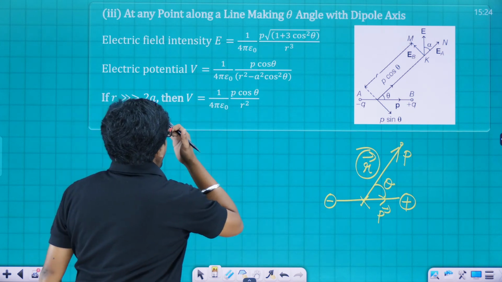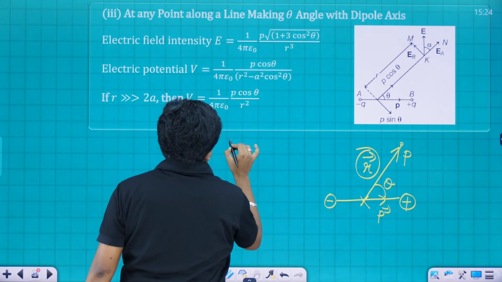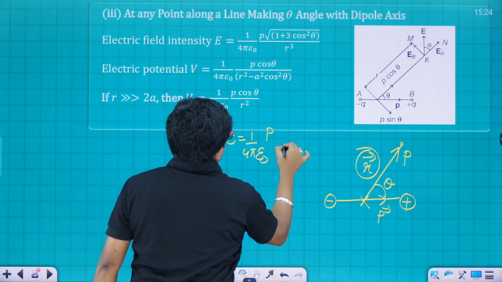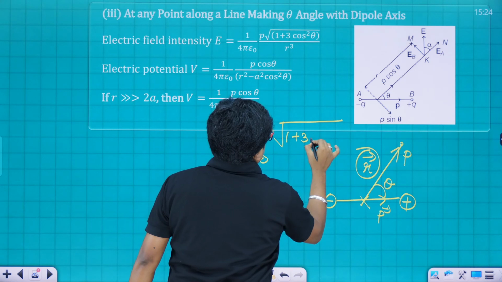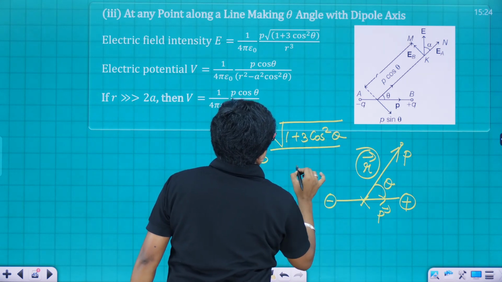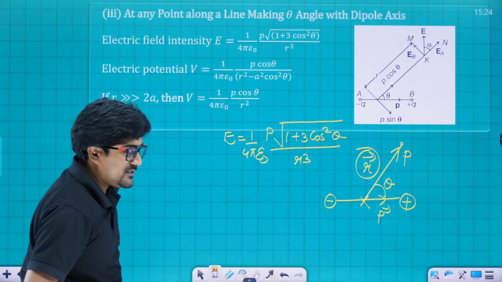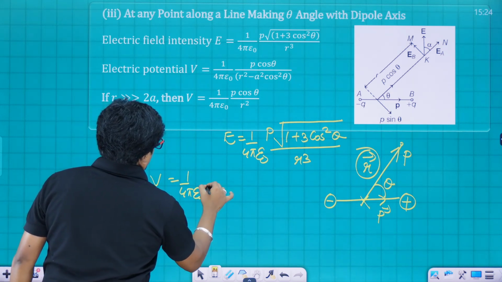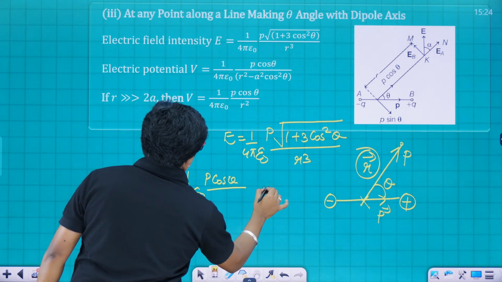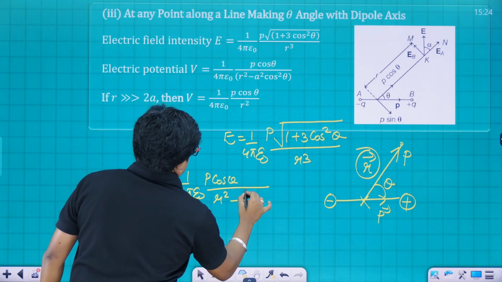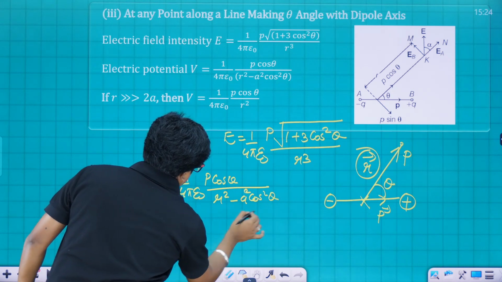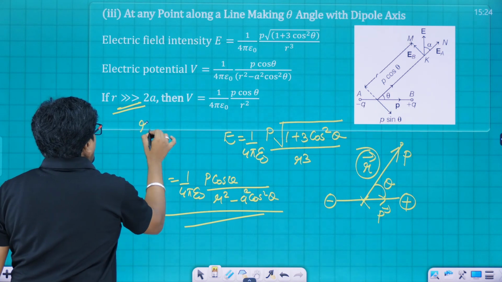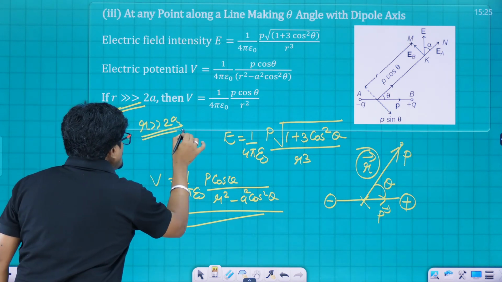So in that case, I can have the expression for the electric field capital E as 1 divided by 4 pi epsilon naught, P into root of 1 plus 3 cos square theta, all divided by r cube. If it is electric potential, then V is going to be 1 divided by 4 pi epsilon naught, P cos theta, all divided by r square minus a square cos square theta. And again here that special case is applicable, that means if small letter r is very much greater than 2a.